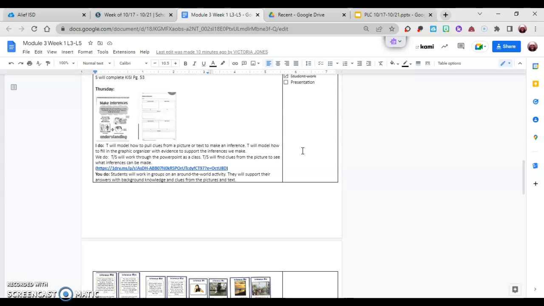We know what skill we're going to focus on. How will we know the students are able to understand that? When you model that pulling the clues out, make sure it's very explicit and that students are able to do that. Before you move into that we do portion, you always want to make sure that you're checking for understanding.